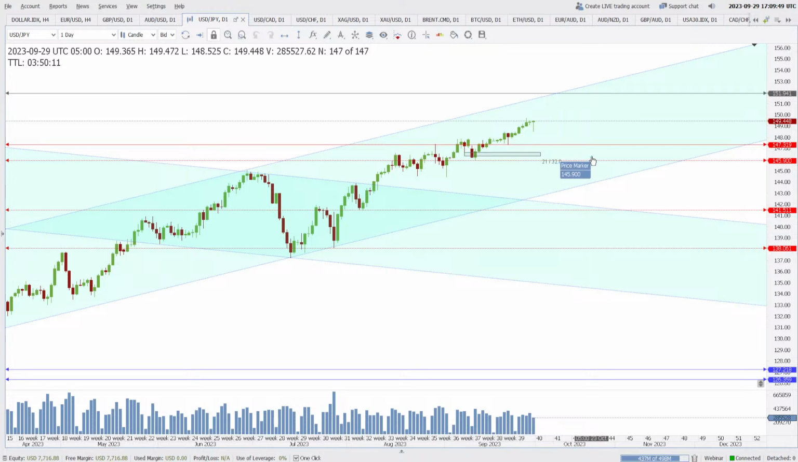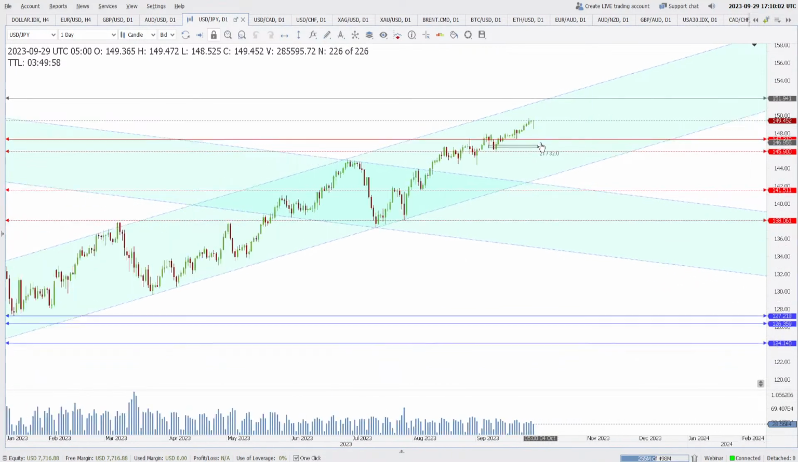US dollar against the yen is moving at 149.44. The next level of resistance being 151.94, and the support area is around 147.31. There's nothing more to talk about this USD JPY.